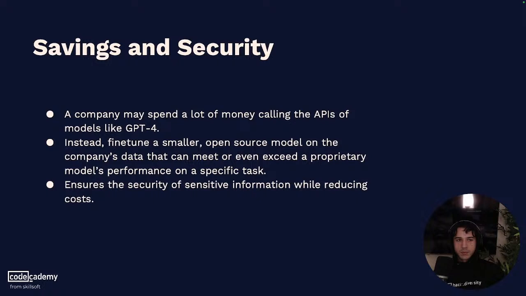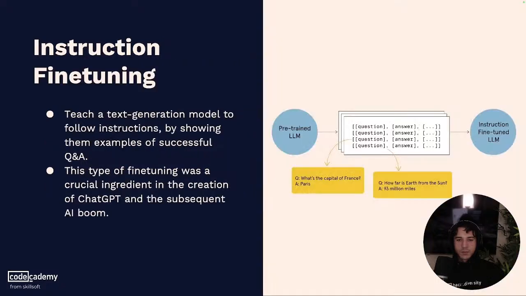For instance, a company may spend a lot of money calling the APIs of proprietary AI models like GPT-4. A skilled engineer can fine-tune a smaller, open-source model on the company's data that can meet or even exceed a proprietary model's performance on a specific task. In addition to saving money, this approach is more private and secure, as it doesn't involve sending data to third-party servers. Before we close out on this lesson, we should briefly cover one relatively new type of fine-tuning, instruction fine-tuning.